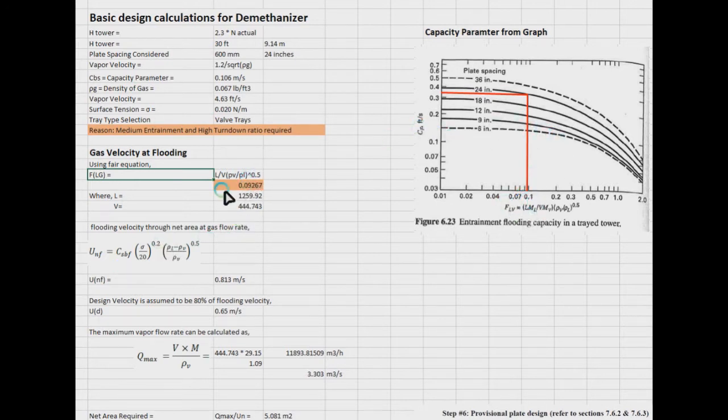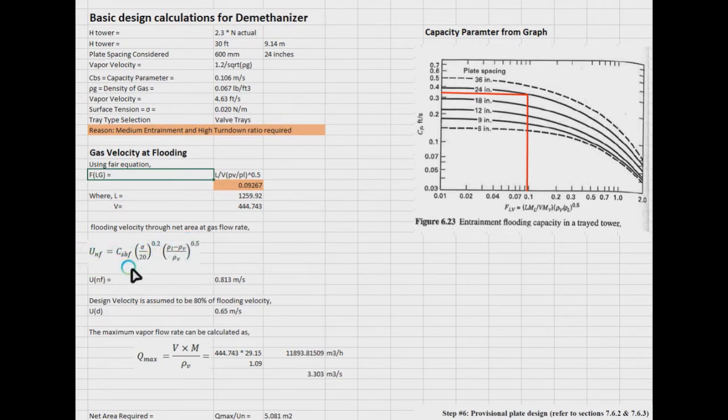For example, here I get my flow parameter as 0.08. So I can move up to the plate spacing of 24 inches and I can see my CF capacity parameter is 0.35 approximately. So using this formula, I have CF, I have the surface tension, I have the densities of both liquid and vapors. If it is a mixture, you have to calculate the average density of vapor or liquid, if these are multi-components on both sides.